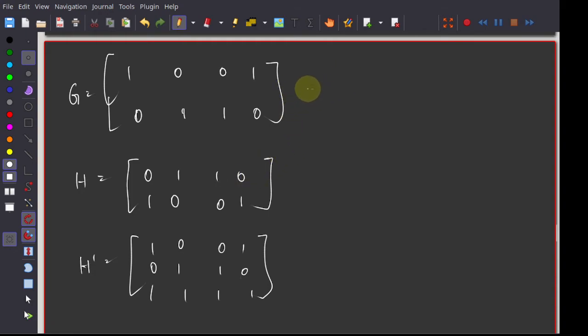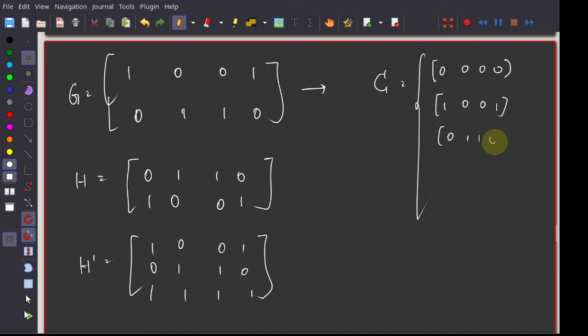Now this generates a code C, basically the row space of this matrix. Can you list all the possible code words? Correct?